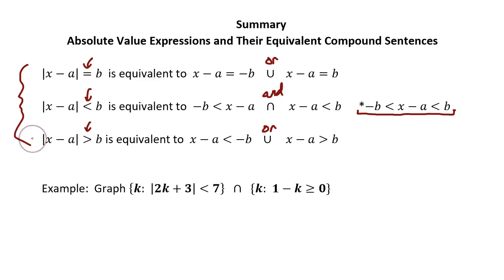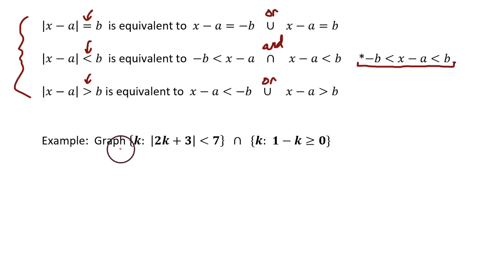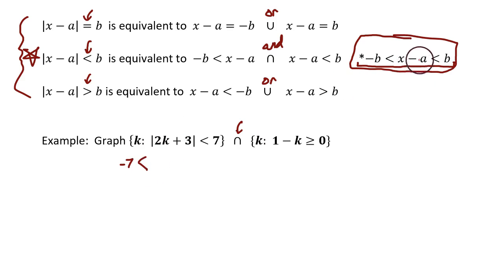Let's use these reminders to tackle the next example. On a number line, let's graph the solution set of this intersection. One sentence in the combination has absolute value, and there is a less than symbol. That fits this second situation, so let's follow the pattern up above. According to this second statement, the absolute values that have the is less than can be written using this combination setup. When it says negative B, we write negative 7. Then there's a less than symbol. When it says X minus A, we're going to write 2K plus 3. Then there's a less than symbol and the B. We're going to write less than the 7.